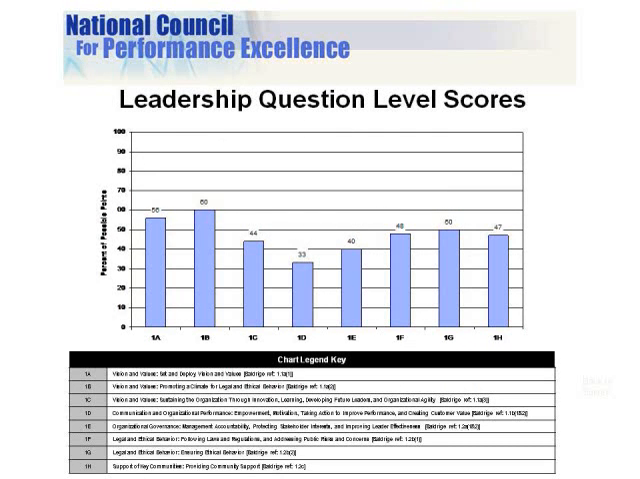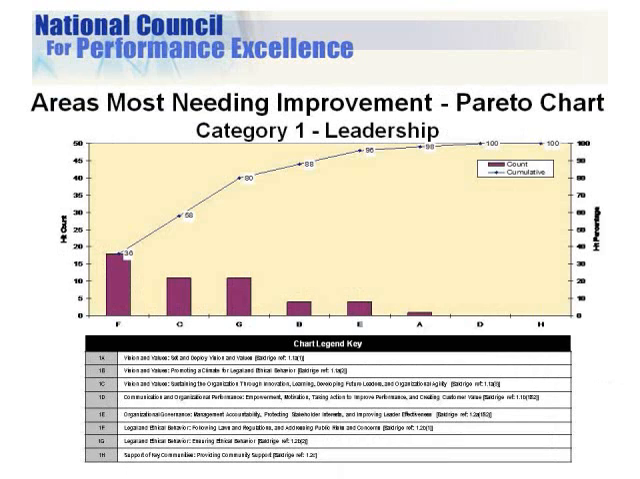The question level scores chart displays the individual scores for each question within each category. In this example, leadership. This helps evaluate the overall strengths and weaknesses in each category. This chart shows a Pareto of the areas most needing improvement. Note letters F, C, and G represent an opportunity to resolve 80% of issues identified for the category leadership.